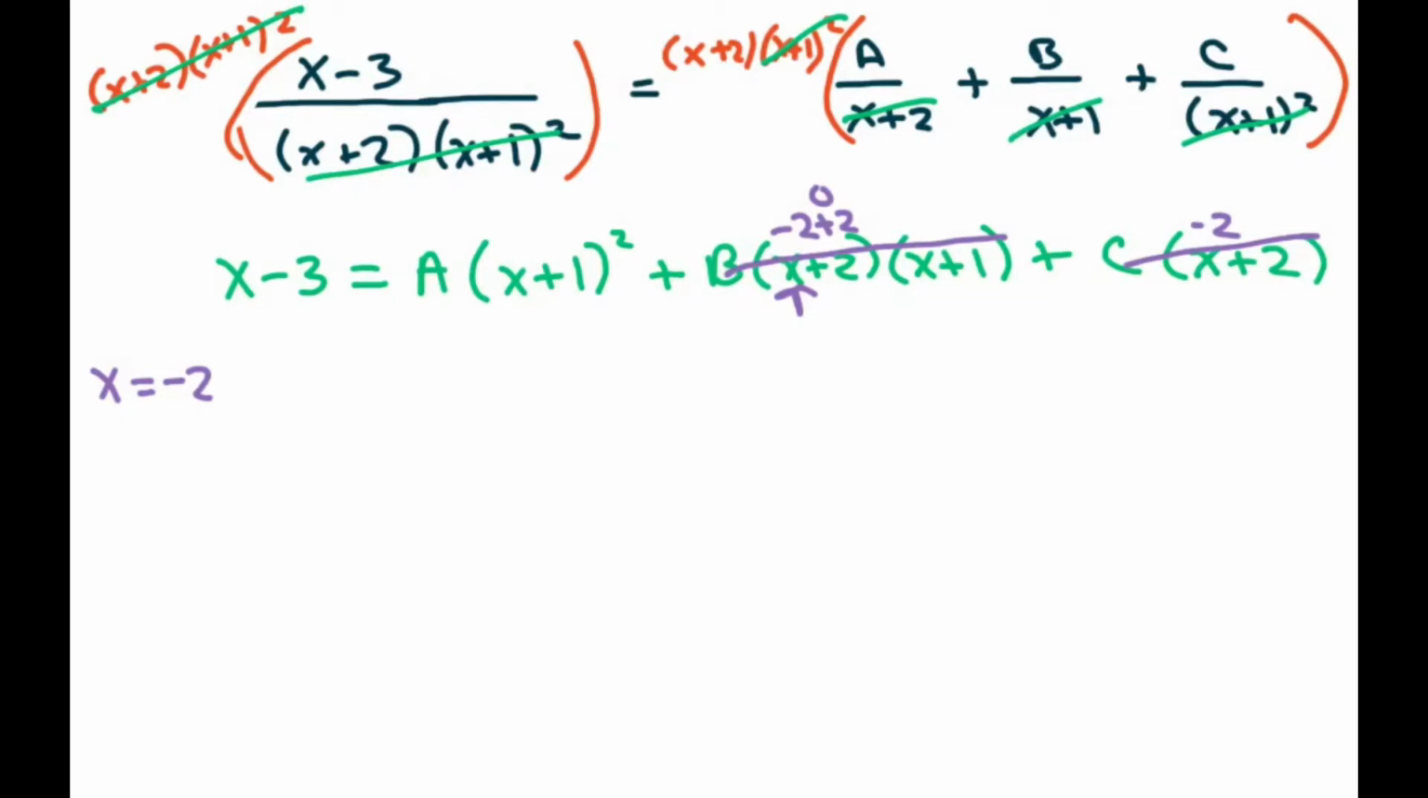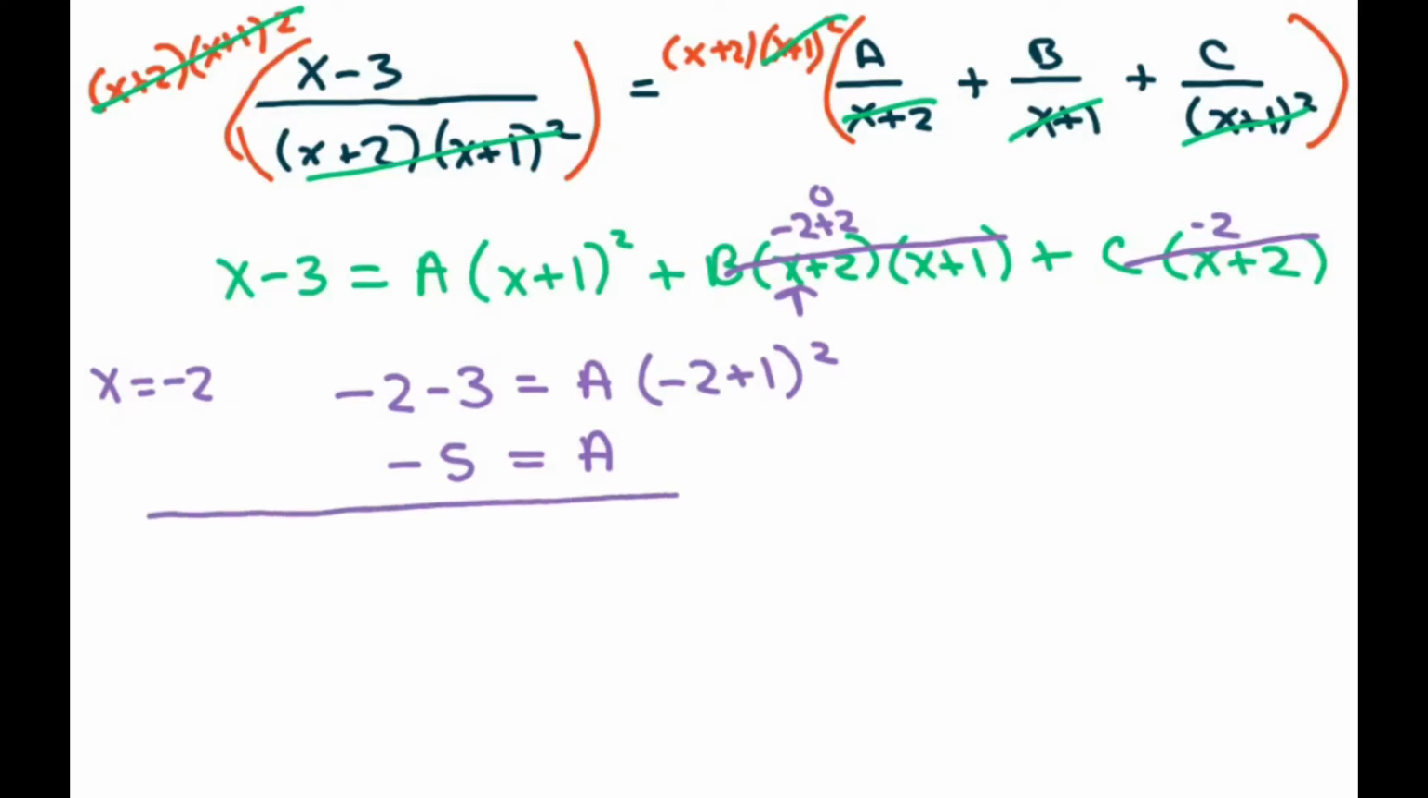So basically, when you plug in negative 2, you get negative 2 minus 3 equals A times negative 2 plus 1 squared. And that's going to give you negative 5 equals negative 2 plus 1 is negative 1 squared is 1, so that's just A. So we found that.